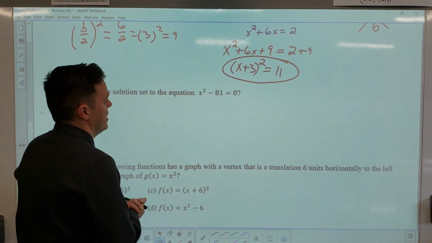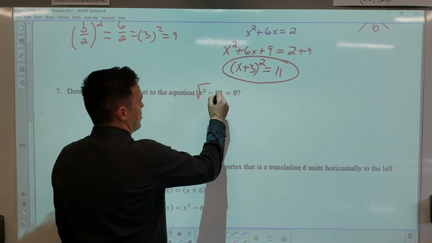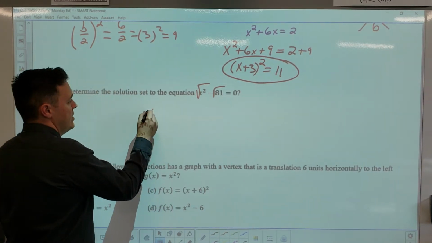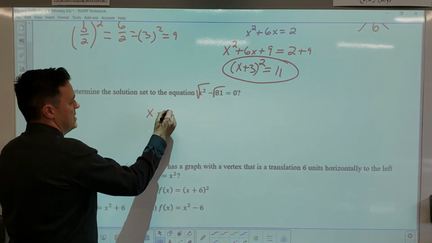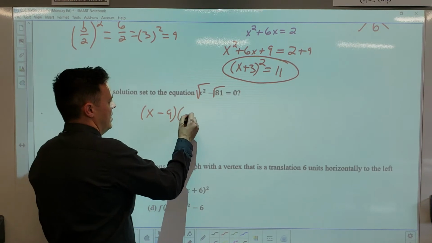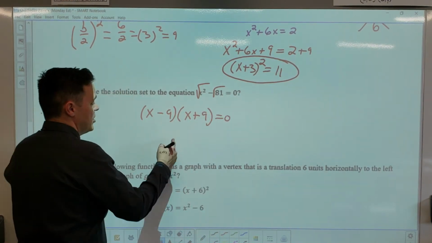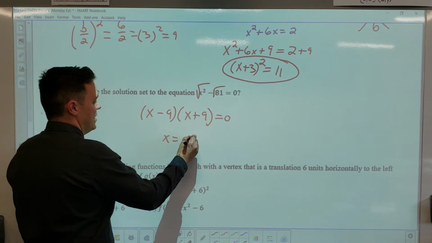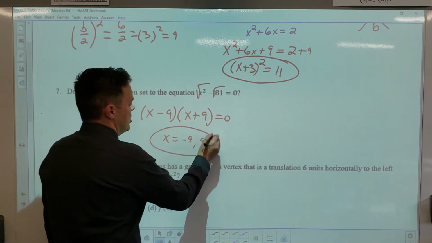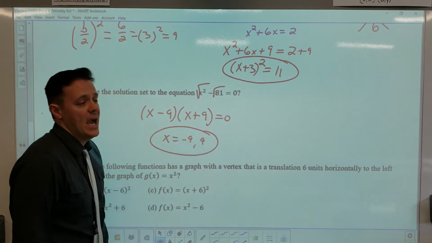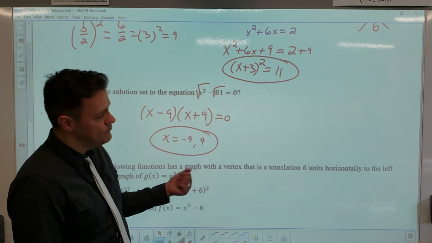Well, I know, ladies and gentlemen, that technically this is a square root and square root. And if you do that, it's going to be x minus 9, x plus 9 equals 0. So I know my x's are -9 and 9. Is there an easier way to do it? Yeah, you could possibly do it in Desmos.